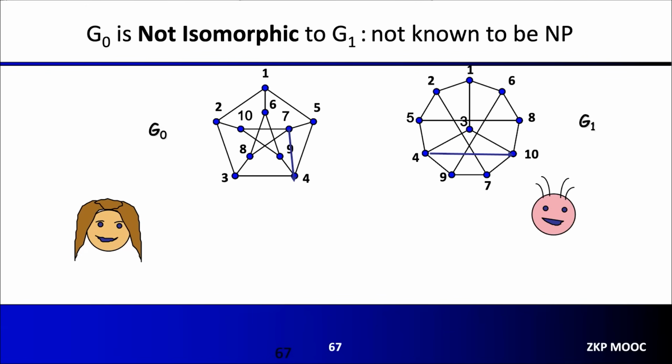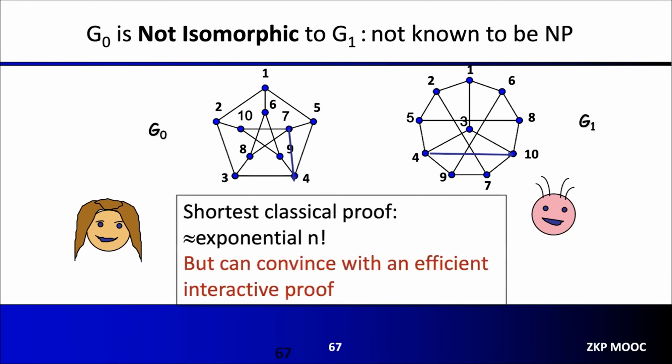Think about it for a minute. I can't give an isomorphism because they're not isomorphic. I guess one thing to do is to go through all possible isomorphisms and to show one by one that none of them work. But there are a lot of isomorphisms, so that is going to take a long time. There's an exponential, factorial number of isomorphisms. But I want to convince an efficient verifier.